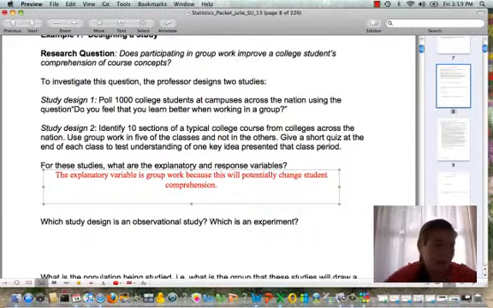Okay, my note here says that the explanatory variable is group work because this will potentially change student comprehension. Our response variable is defined as a variable that measures the outcome of the study. So in this case, in Study Design 1, they're measuring students' feelings about learning better, and in Study Design 2, they're measuring with a short quiz whether or not student understanding has changed. So in both of these study designs, the measurement or the response variable is the student's comprehension of course concepts.